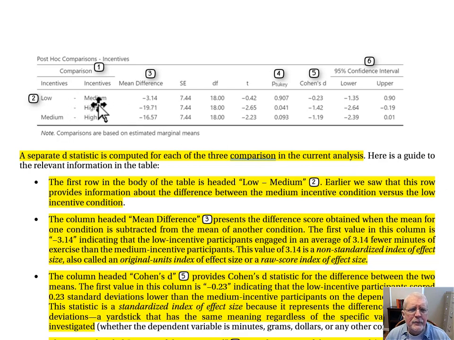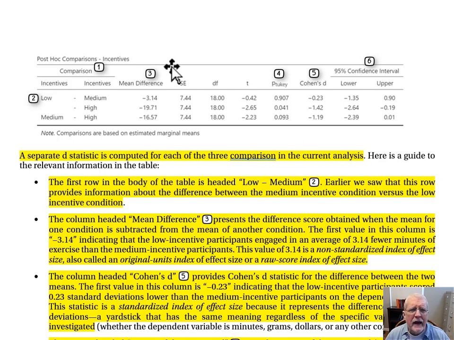If you take the mean for the low people, subtract from it the mean for the medium people, everything in this row pertains to that difference. The column headed mean difference, call-out 3, represents a difference score obtained when the mean for one condition is subtracted from the mean for another. The first value in this column is negative 3.14, indicating that the low incentive participants engaged in an average of 3.14 fewer minutes of exercise than the medium incentive participants. This value of 3.14 is a non-standardized index of effect size, also called an original units index of effect size, or a raw score index of effect size.